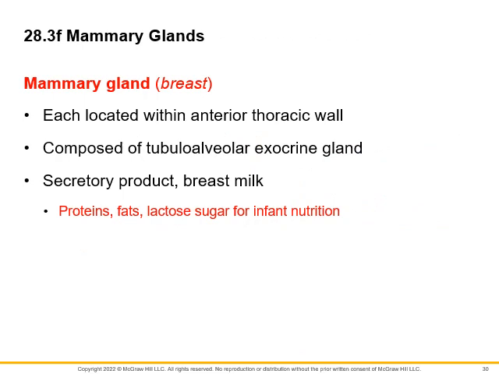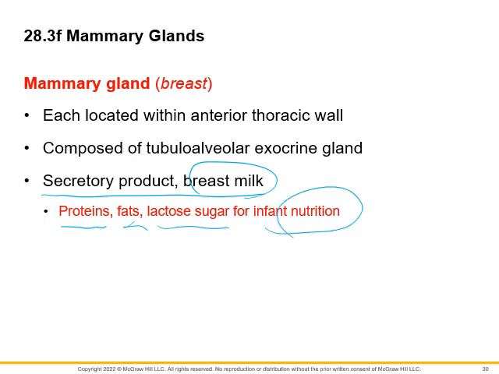Now we move on to the mammary glands. So these are going to secrete breast milk, right? What is in the breast milk? Proteins, fats, sugars, all of this to supply the infant with nutrition.